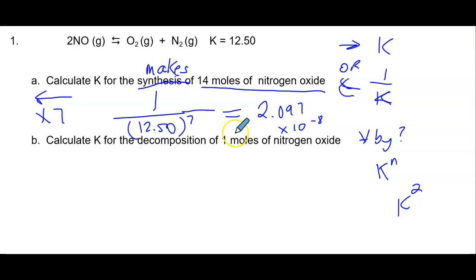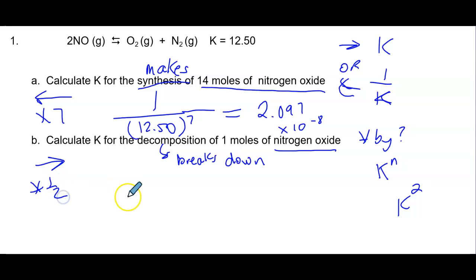Okay, part B. Decompose. Decompose means breaks down. So I need to see, does this reaction up here describe my chemical, nitrogen oxide, breaking down? It does. So I will keep my reaction forward. Now I need to evaluate the numeric. I want 1 mole of nitrogen oxide. I have 2. So what times 2 gets me down to my 1? I'm going to multiply by a half.